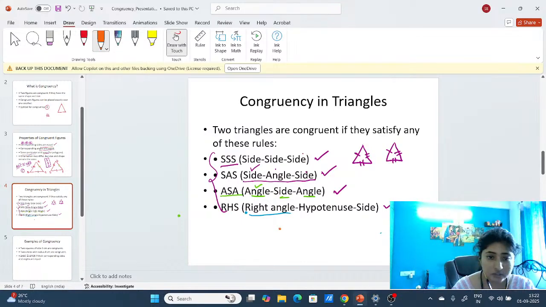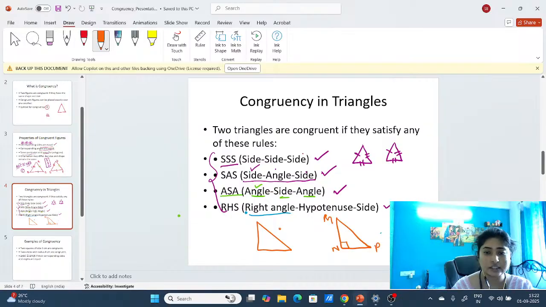So it is important to take a right angle triangle. Suppose this is my right angle triangle, and this is also a right angle triangle. Suppose this is MNP, which has right angle at N, and this is UVW, which has right angle at V. This right angle means 90 degree, right? This is also 90 degree.